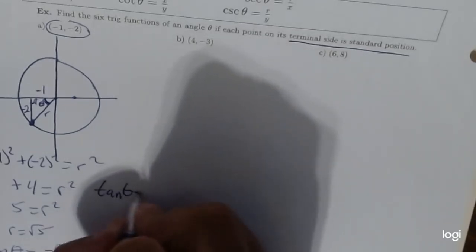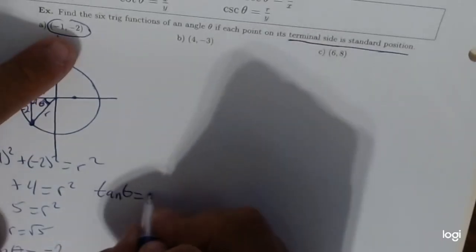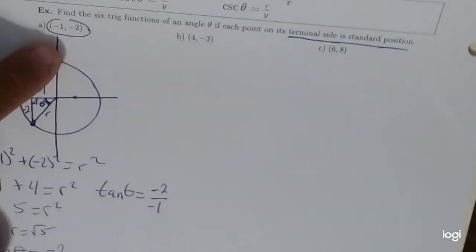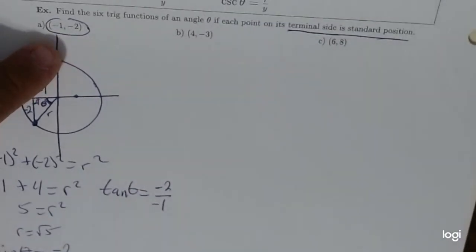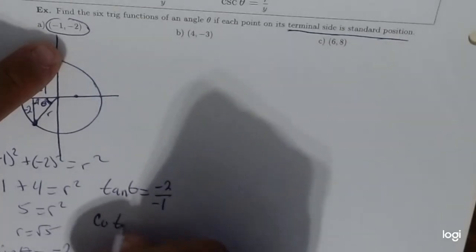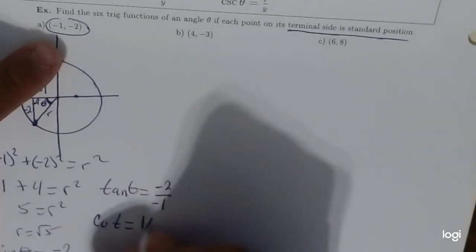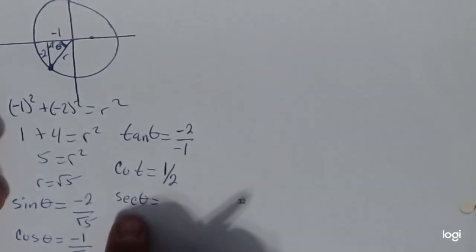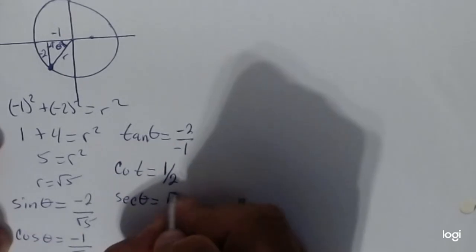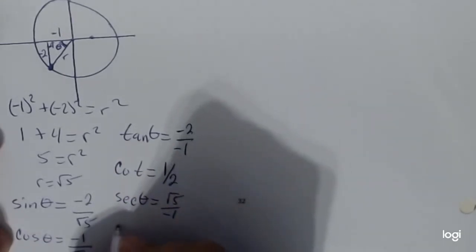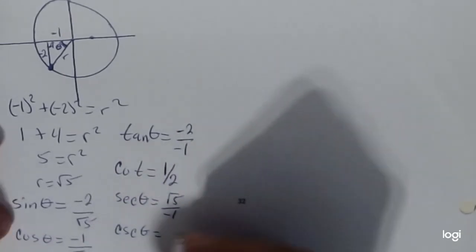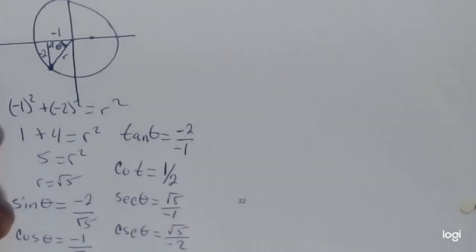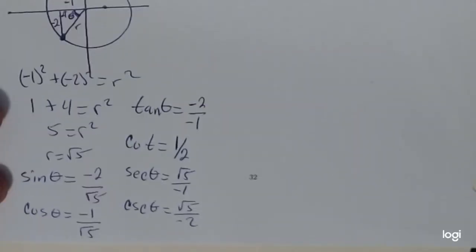So tangent theta is equal to the y component, negative 2 over the x component. Or simplify, just positive 2. Cotangent is just the opposite. Secant theta is now r over, so notice this is the opposite of the cosine, so it's r over x, so radical 5 over negative 1, and then finally cosecant theta is just radical 5 over negative 2. And there we go. There's your trig 6 functions based on the circle.